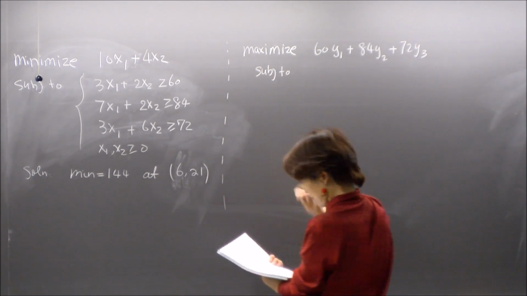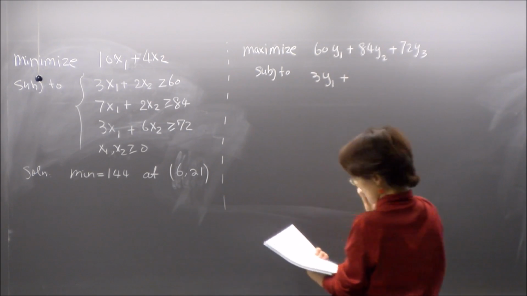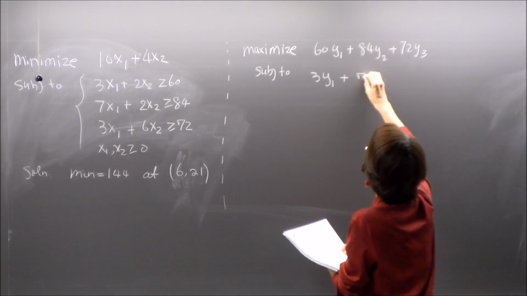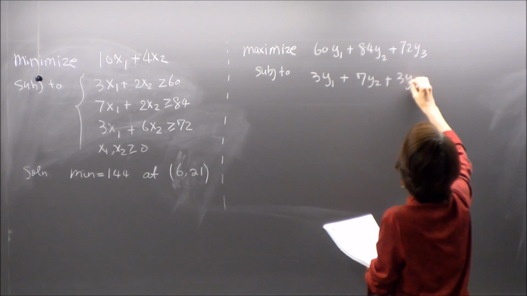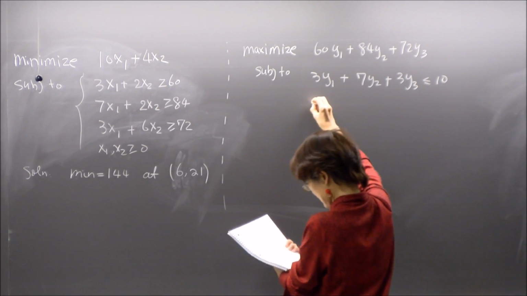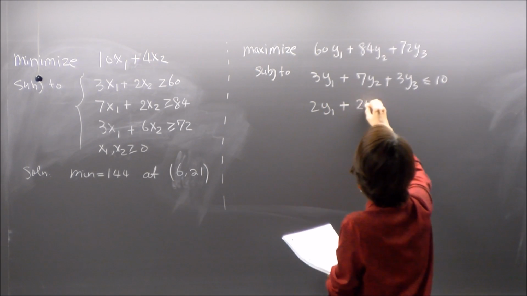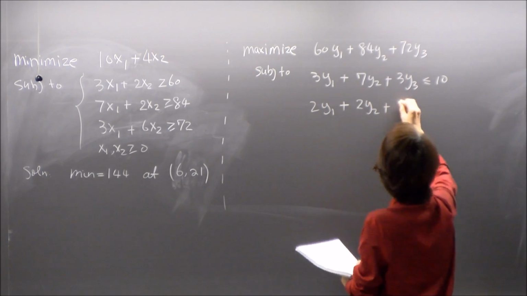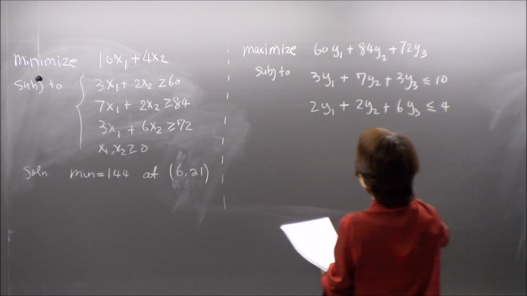subject to. Here I have 2 constraints, 3y1 + 7y2 + 3y3 less than 10, 2y1 + 2y2 + 6y3 less than 4.